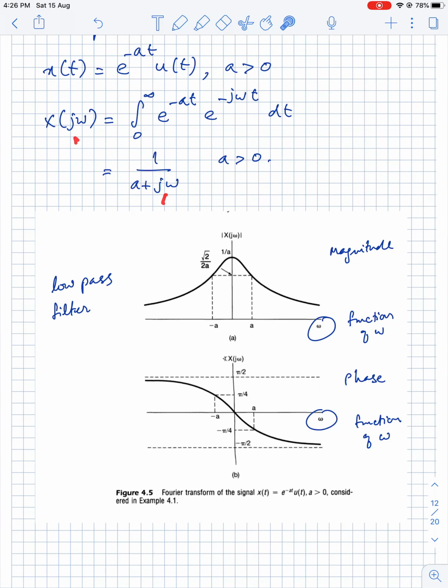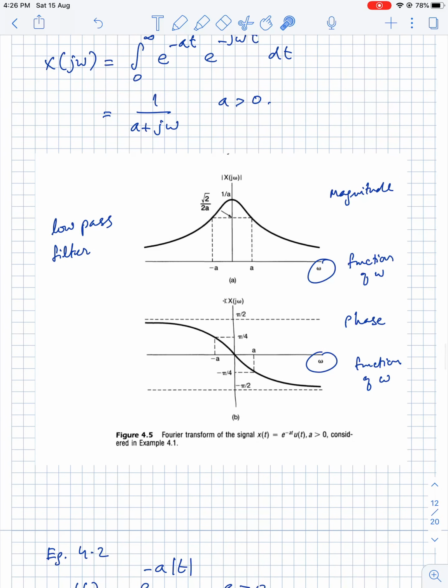X of j omega here is complex, so you will have to plot the magnitude and the phase separately. Now the Fourier transform is seen as a function of omega. It's a function of omega. So the magnitude is like this and the phase is like this.